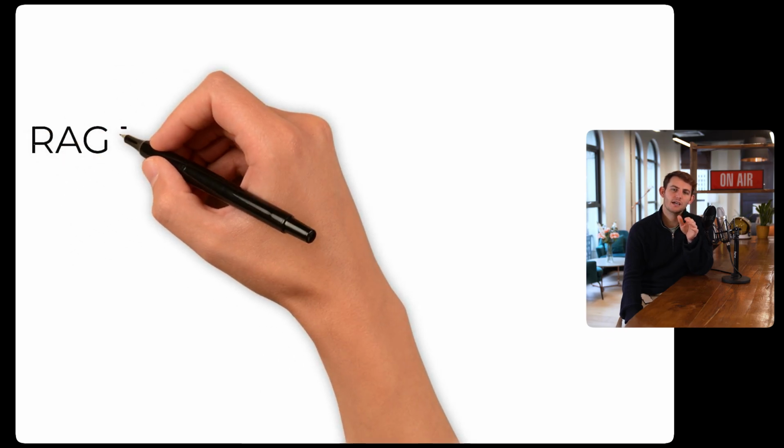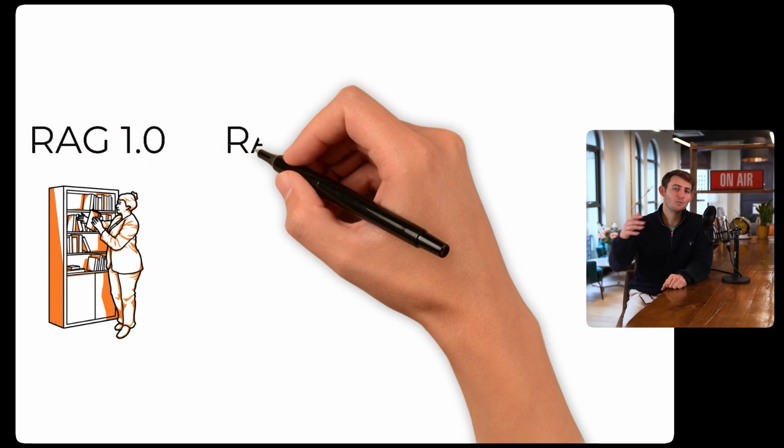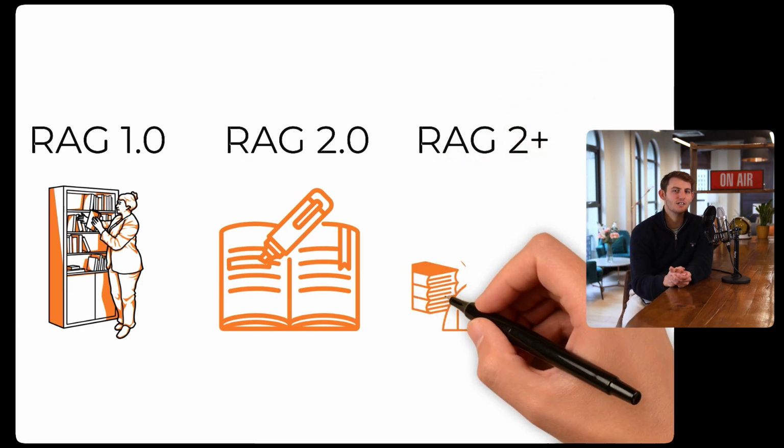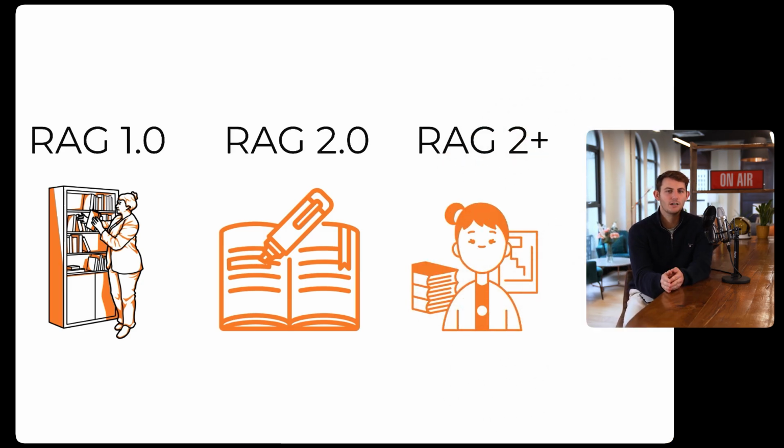So RAG 1.0 is like a librarian handing you a book. RAG 2.0 highlights the right chapters. RAG 2.0 Plus is a research assistant who reads multiple books, compares arguments, and writes an executive summary for you.